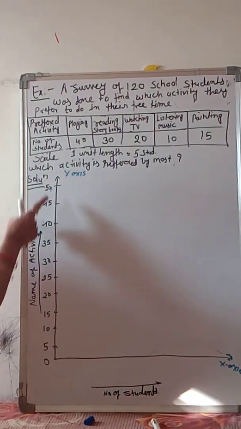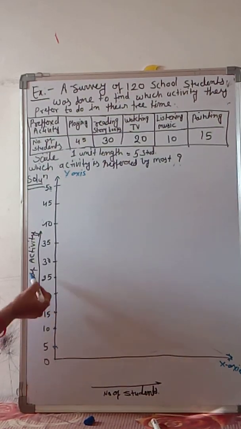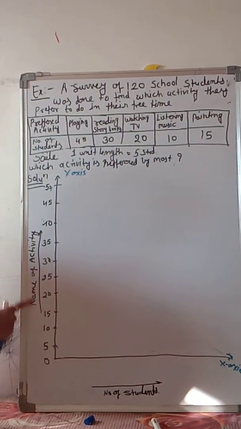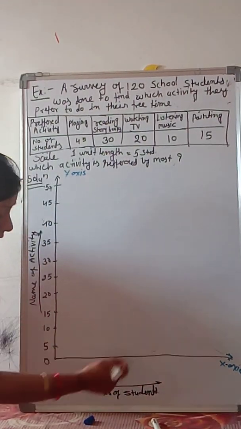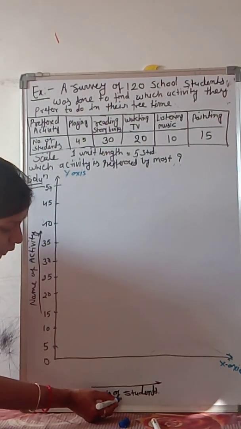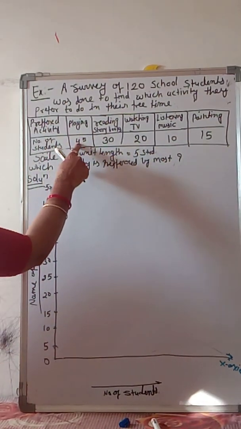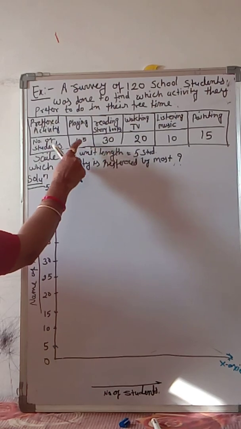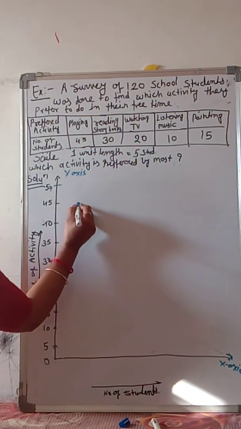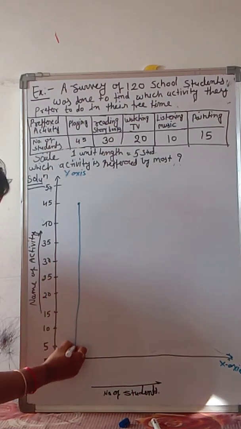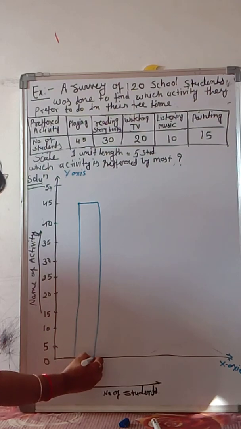Here the y-axis is denoted by the names of the activities, and the horizontal x-axis is denoted by the number of students. First we take playing. The number of students who preferred playing is 45, so 45 is here. Now draw a rectangular bar of equal breadth.